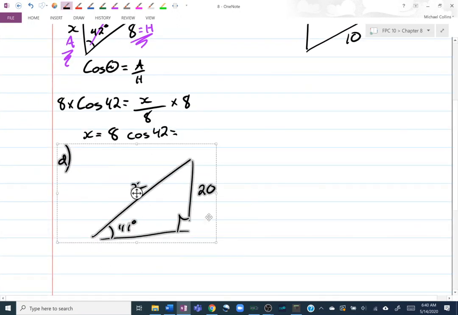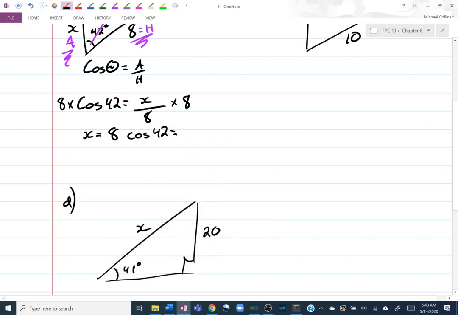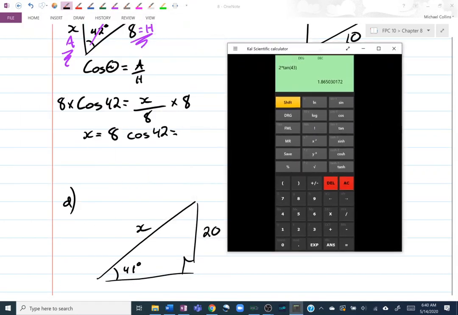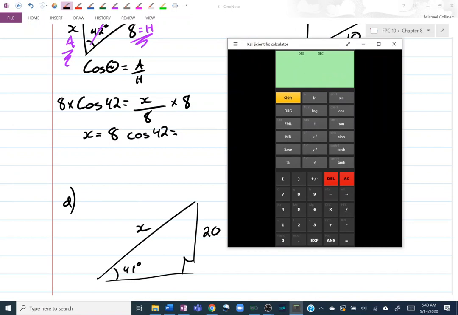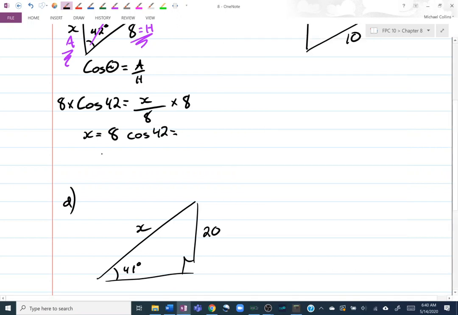Just going to move this one out of the way a bit. Now I go to my calculator and I can just type that in. 8 times cos 42. Oh, see, did it again. 8 times cos 42. So x, in this case, is equal to 5.92.